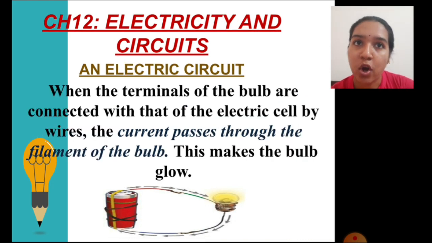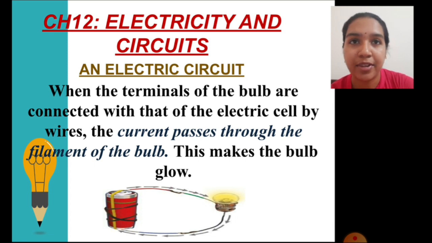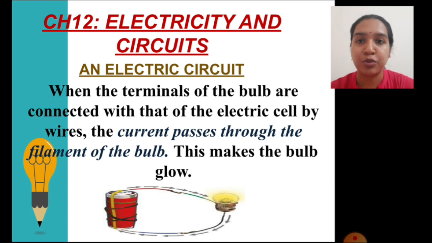Also, if you recall the design of the bulb, there is a thin wire called the filament present, which gives off light when electricity is provided. So if you see here, when the terminals of the bulb are connected to those of the electric cell by wires, there is a flow of electricity through the filament of the bulb, which makes the bulb glow.